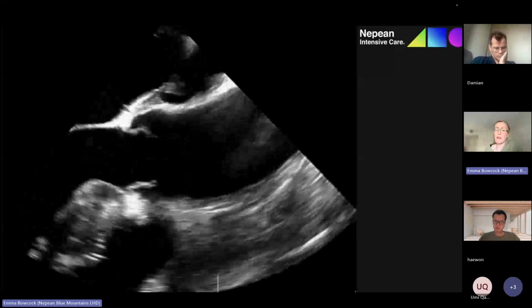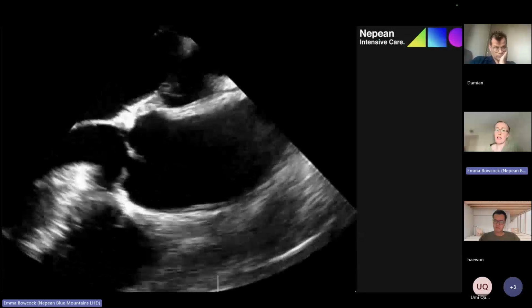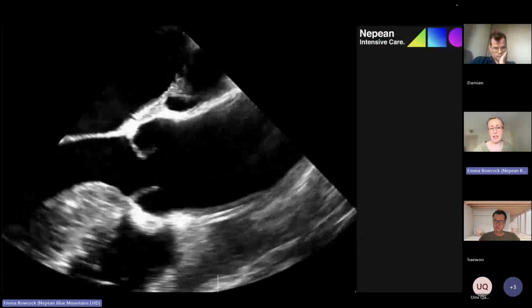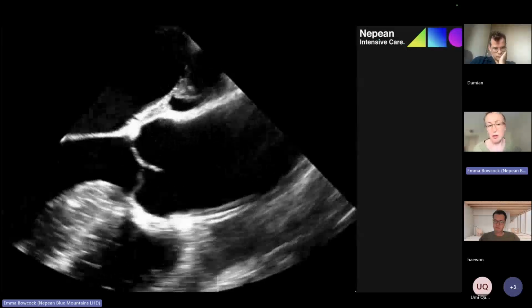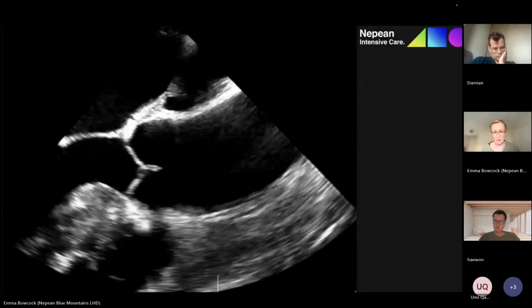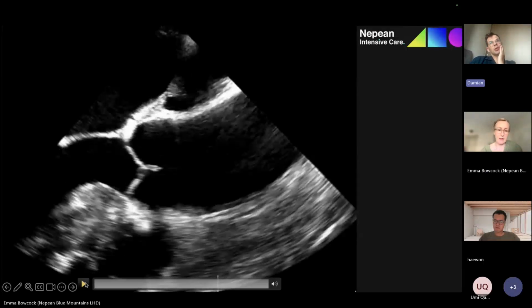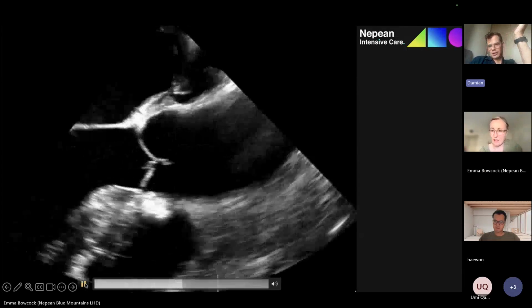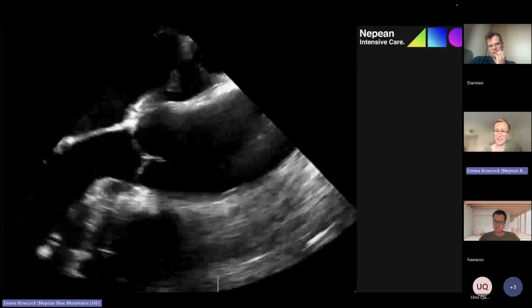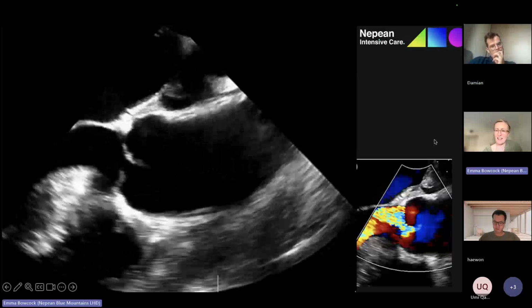So now, just based on that, what direction do you think the regurgitant jet is going to be heading? Towards the septum or towards the anterior mitral leaflet? If there's prolapse, it should be in the opposite direction of the prolapse, so it should be towards the mitral leaflet. Very nice. And we can see that here.